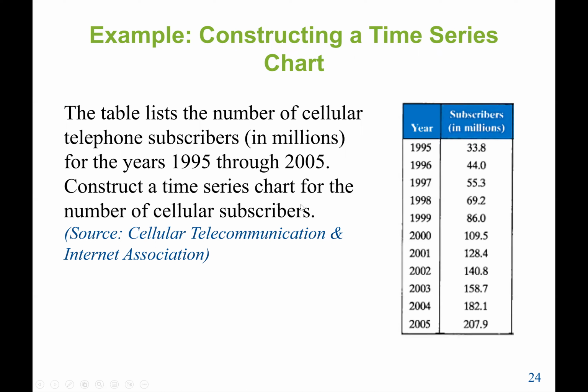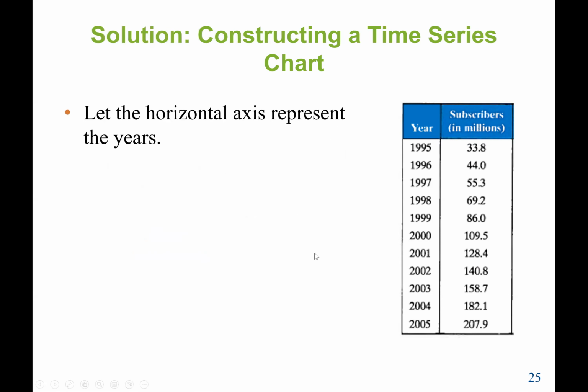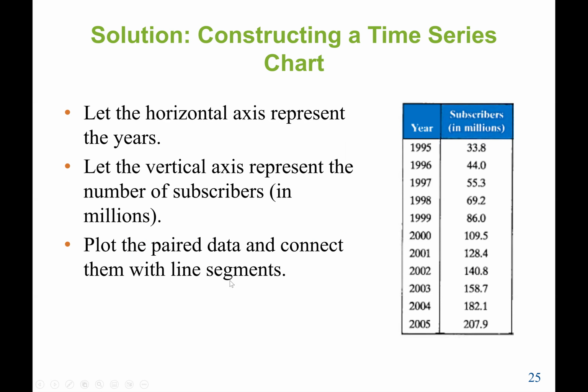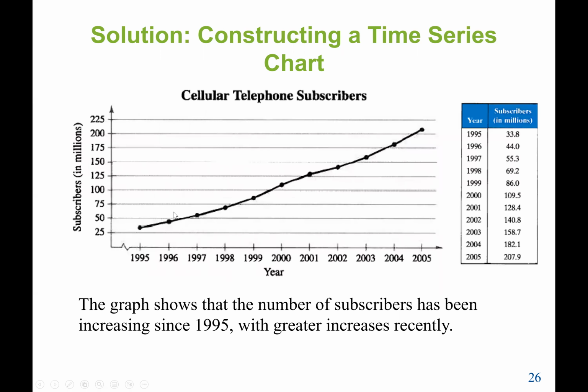So we want to construct a time series. Why is it a time series? Because the year is time. Based on this, let the horizontal axis represent the years. Always the horizontal axis will be the time. Then let the vertical axis represent the number of subscribers in millions. We plot each point. My first point will be when the horizontal axis for year is 1995. What is the value of the subscribers? It's 33.8. So that's 1 point. 1996 is 44.8 million, 2 points. Keep going. So we plot the graph and we can see that we have an increasing order.